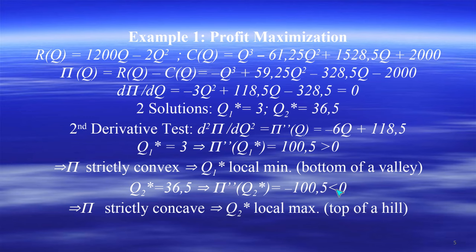If the second derivative is negative, it means the function is strictly concave at this region. Then the point we have found, Q2 star, 36.5, is a local maximum, top of a hill, you see. So the second derivative test is conclusive in this case.